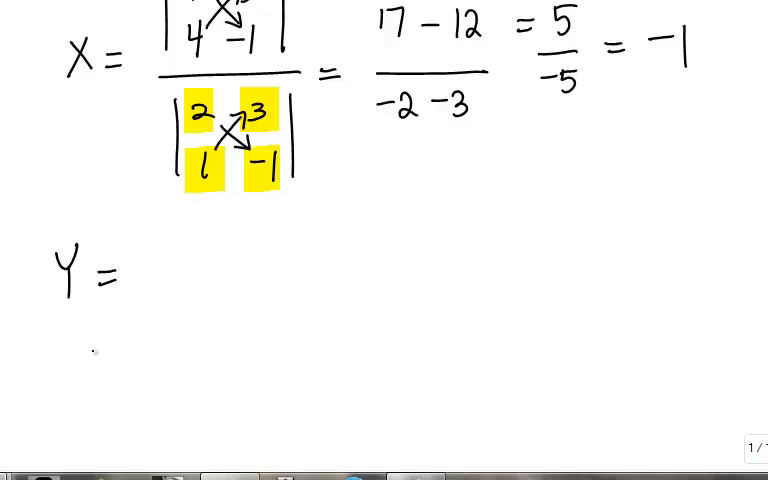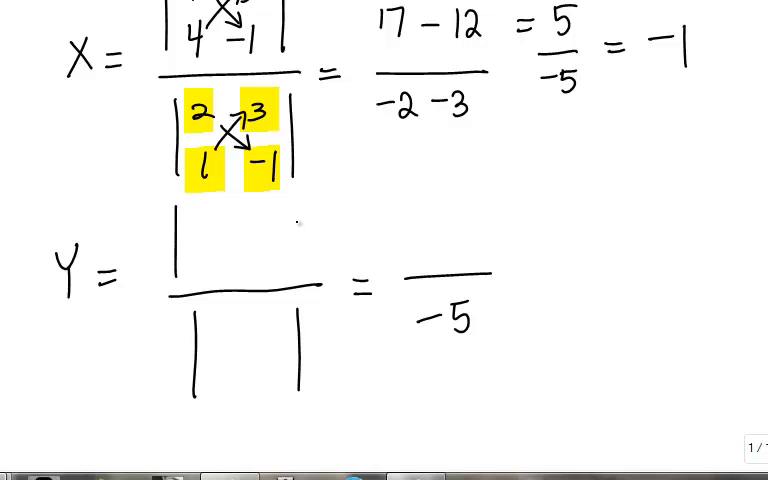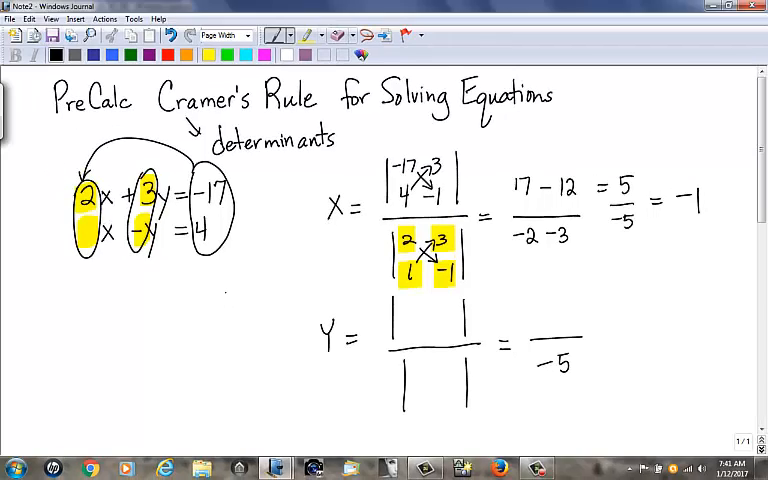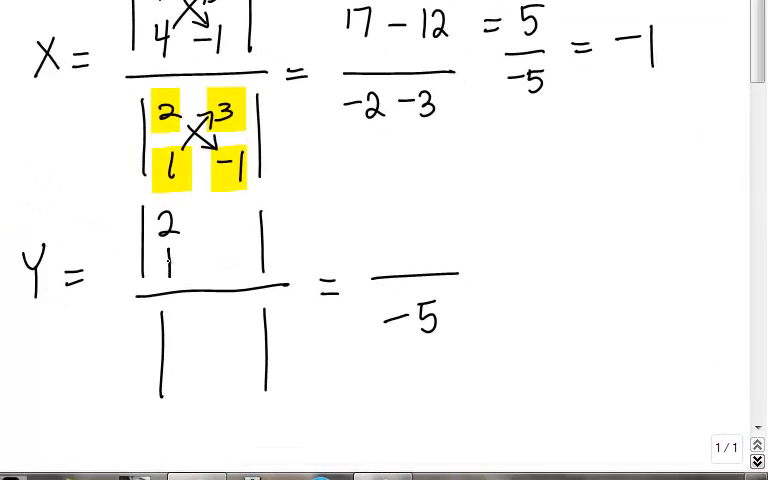Now, if you're going to solve for y, the bottom one you already figured. I don't even care if you write that bottom one out. You know it's going to be negative 5. Now, for the top 2 by 2, you go back and put these coefficients in for the y's. So the x ones are going to stay the same, 2, 1, and the y's then would be negative 17, 4. You follow what I'm doing? Take those constants and put them in for the coefficients of the one you're solving for.